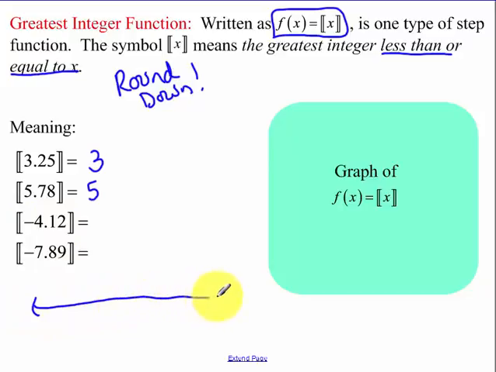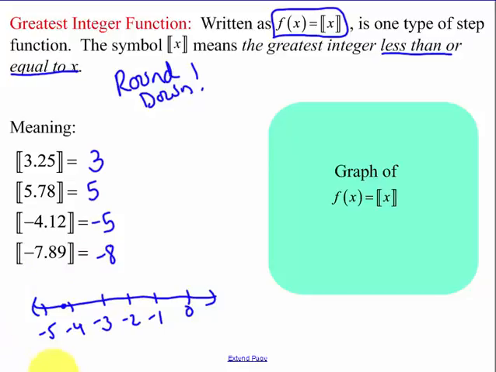Honestly, what I did when I was thinking about how I was going to explain this to you guys, I set up a little number line. And I said to myself, -4.12 is about right there. What's the greatest integer less than or equal to that number? -5. You're rounding down.